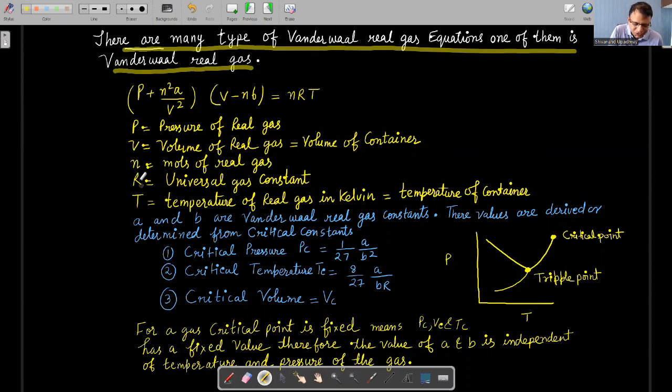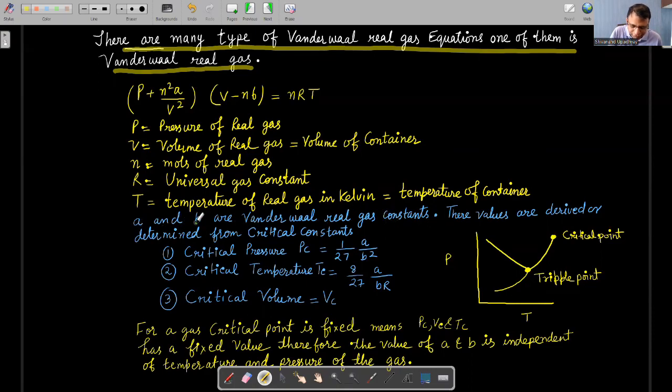n is the number of moles of the real gas. R is the universal gas constant. T is the temperature of the real gas in Kelvin, or the temperature of the container. So the temperature of the gas is the temperature of the container. a and b are van der Waals real gas constants.